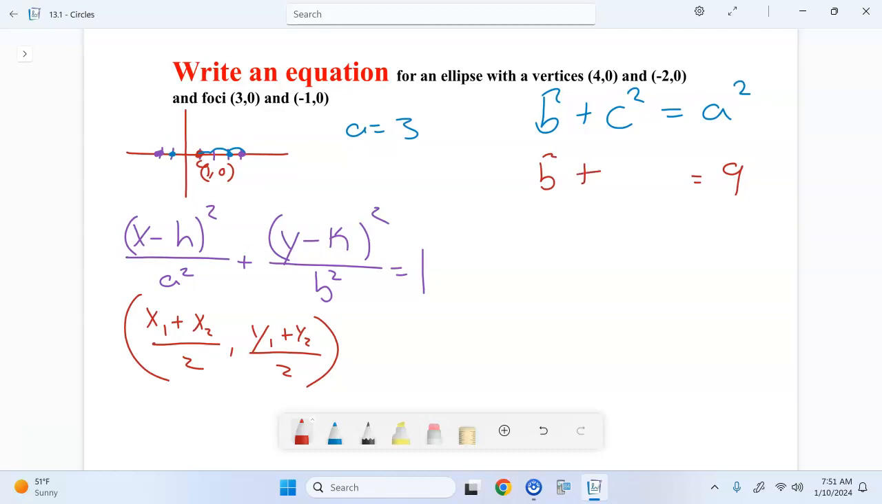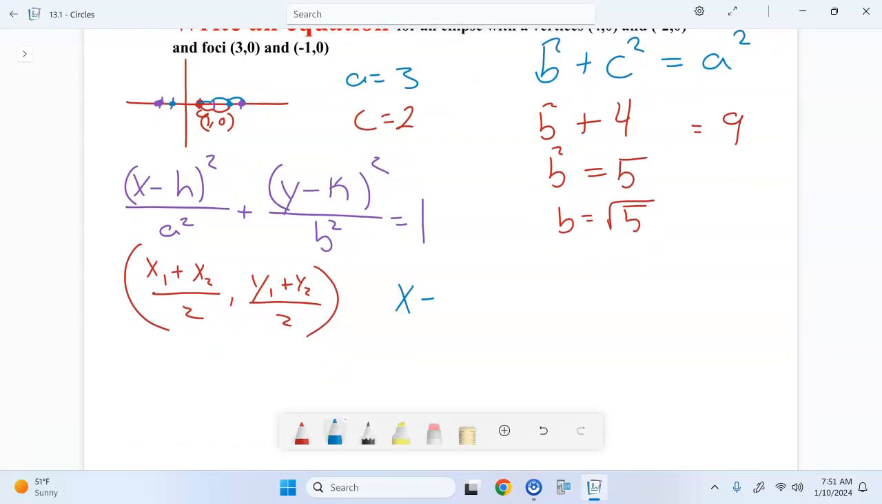That means C needs to be given somewhere else. What does C measure? Distance from what to what? The focus. How far away is our focus from the center? 2. 1, 2. So our C is 2, meaning C squared is 4, meaning B squared is 5, meaning B is the square root of 5. So we've got everything that we need to plug into our equation. We've got our A, we've got our B, we've got our center. So we just plug it all in.